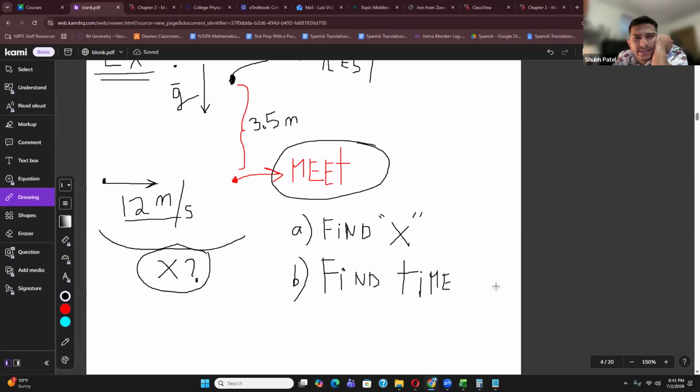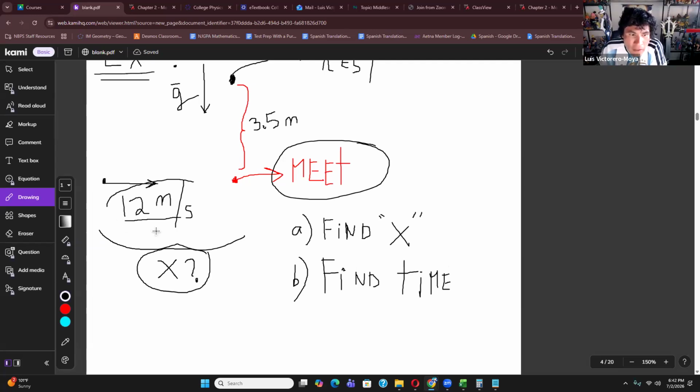Wait, what's x again? Which distance is it? It's the distance the second object is moving for them to meet. Oh, okay. Are they falling perpendicular to each other? Yeah, one is going horizontally, one is just going vertically. And this is constant, okay? 12 is constant, no acceleration on the x-axis, just here because of gravity.